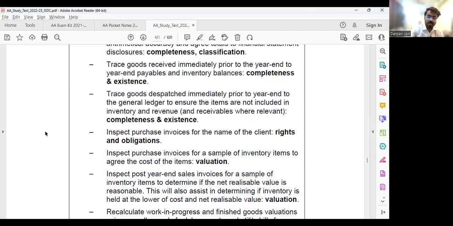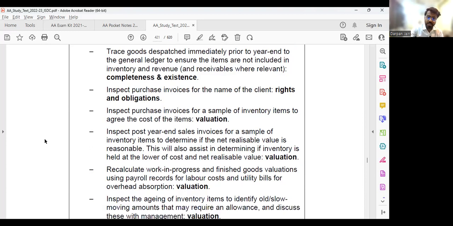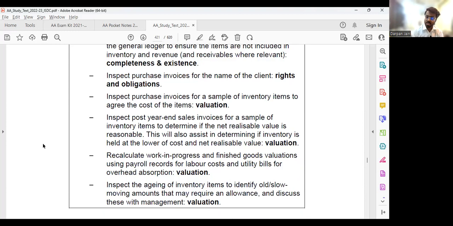Next, inspect the purchase invoices for the name of the client. You are going to inspect the purchase invoices to see whether the name of the client is there or not. Inspect the purchase invoices for a sample of inventory items to agree the cost of those items. Check the cost of items from the invoice. Next, inspect the post year-end sales invoices, that means sales invoices after the year end, for a sample of inventory items to determine if NRV is reasonable.